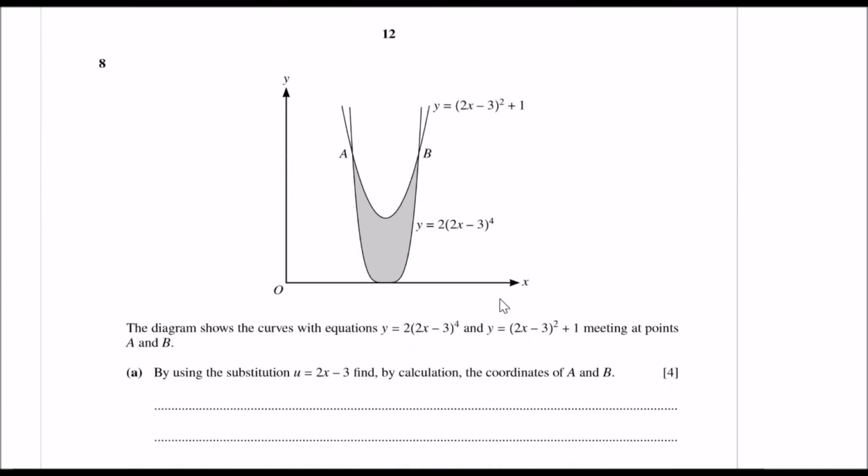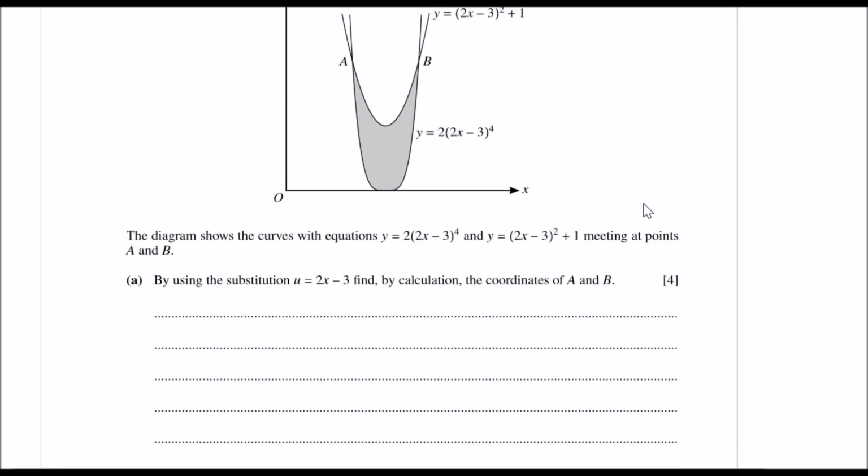Now question number 8. It says the diagram shows the curves with equations y equal to 2 times (2x minus 3) to the power 4 and y equal to (2x minus 3) whole square plus 1 meeting at points A and B. By using the substitution u equal to 2x minus 3, find by calculation the coordinates of A and B.